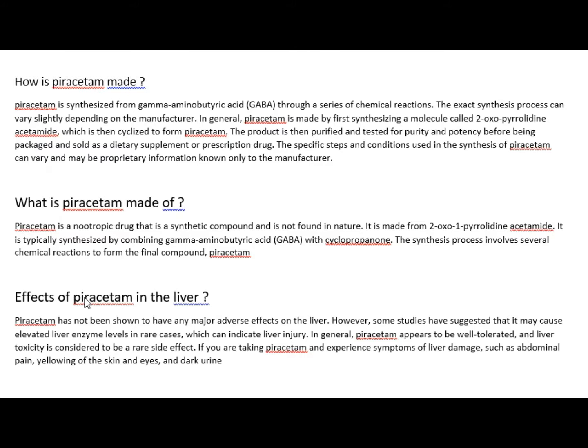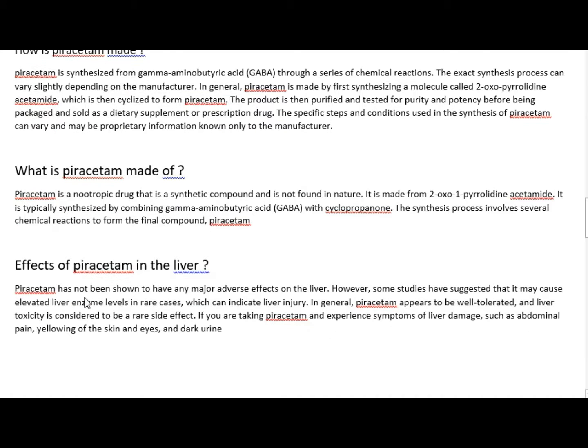Pyrrolidine acetamide. It is typically synthesized by combining gamma-aminobutyric acid, or GABA, with cyclopropanone. The synthesis process involves several chemical reactions to form the final compound, piracetam.